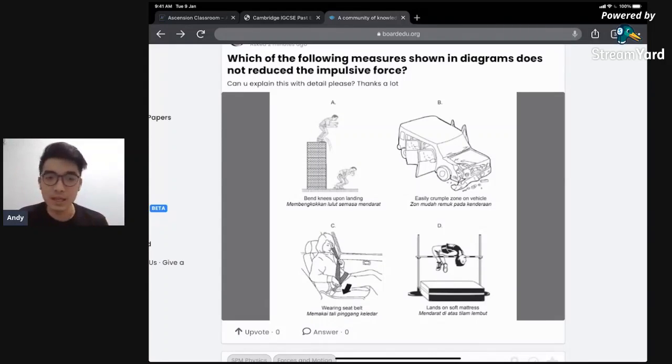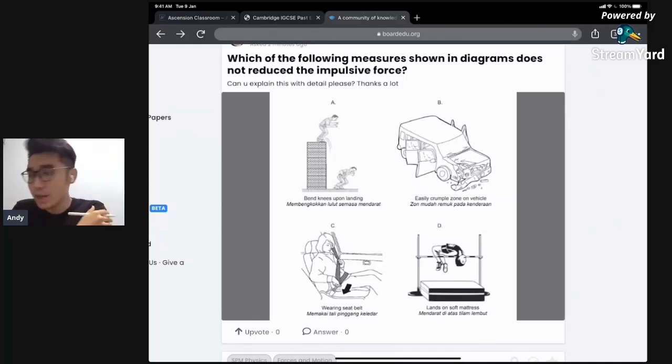So we have C and D, these two selections. If you look at D, it lands on a soft mattress. I believe that is a very good way of reducing impulsive force, because the moment you land on a soft cushion, the mattress buys time. It increases the time of impact and reduces the impulsive force. So D wouldn't be the answer. I believe the answer is C.